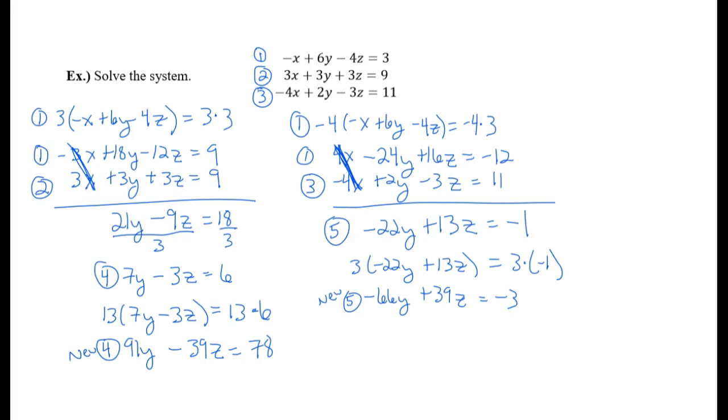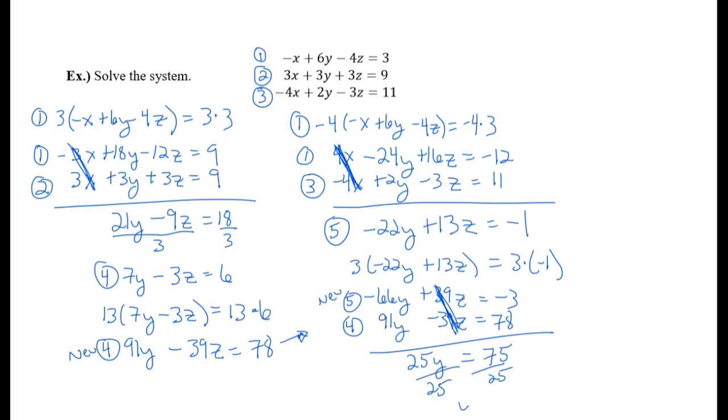Now looking at 4 and 5, if I did it right, my z's are going to eliminate. I'm just going to move this one over here. So this was positive 91y minus 39z equals positive 78. Add them up. Positive 91y, negative 66y is going to be positive 25y. Plus minus 39z is 0. Equals positive 78 minus 3. It's going to give me positive 75. Divide both sides by 25 to get y alone. And I get y equals positive 3. Phew! And that is just 1/3 of my answer.